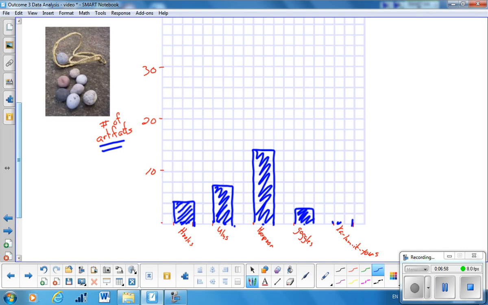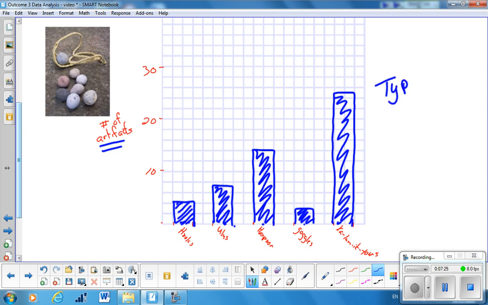And the last artifact was the most common, and we need to go up to 25. And so all the way up, there's 20, 22, 24, 25. And coloring in that last bar. We also need to have a title for our graph. And so our title could be Types of Artifacts Found.